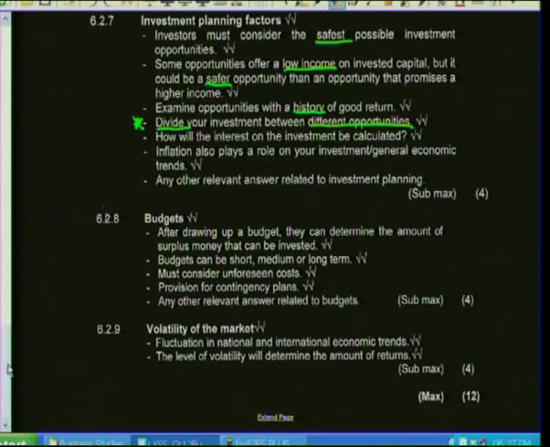Cool, let's carry on. Now, we also need to talk about budgets. A budget is drawn up to see if you have surplus money that you can invest. It's all very nice and dandy if you decide that you're going to invest, but you can't afford it. So budgets can be short-term, medium-term, or long-term. But remember that you need to look out for your unforeseen costs.